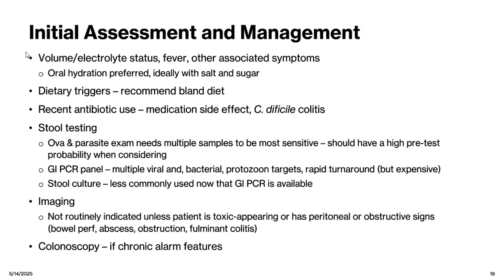quick turnaround time. Imaging is not typically indicated unless the patient is toxic appearing or has signs of peritonitis or obstruction. Colonoscopy can be indicated for chronic diarrhea with alarm features like bloody stool, decreased stool caliber, fevers, and weight loss.